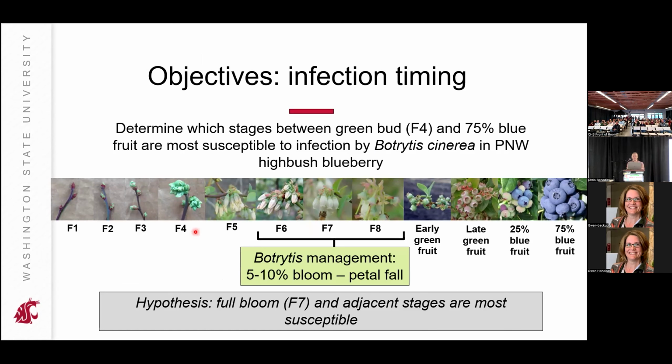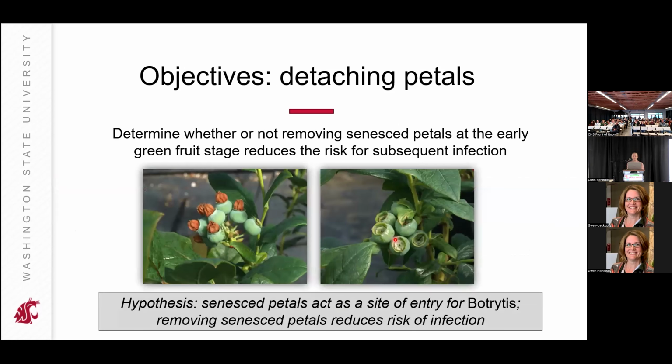We looked at stages between green bud, which we called F4, all the way up to stages where it's 75% blue fruit, so getting right up to harvest. And as I mentioned, F6, F7, which is full bloom, and F8 are the stages where management, so fungicide applications, are currently being targeted. So our hypothesis is, and it's been the hypothesis for a while with some previous studies in similar systems, that full bloom is most vulnerable to infection. And we wanted to test that hypothesis here.